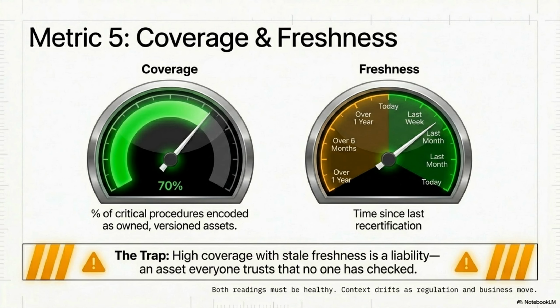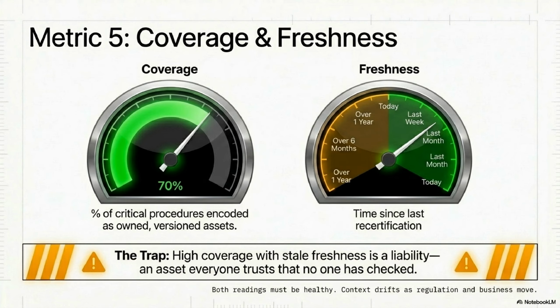Metric 5, coverage and freshness. 2 readings on 1 gauge. Coverage, what percentage of your critical procedures are actually encoded as owned, versioned assets, not as a stale document, not in one long-tenured employee's head. Freshness, when was each one last recertified?